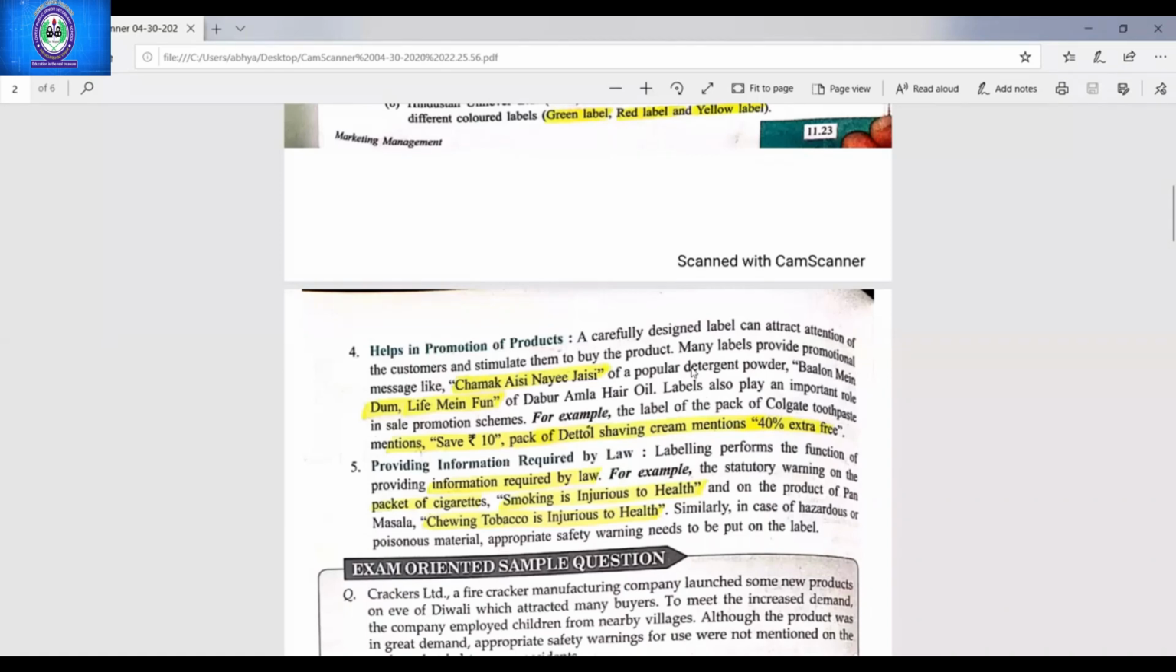So putting a label on the product is required by law. It is mandatory. Sometimes some information on the label is also made mandatory by law. Like on all tobacco products, it is compulsorily written that smoking is injurious to health or chewing tobacco is injurious to health. And moreover, putting a green dot on vegetarian products and a red dot on non-vegetarian products is also compulsory. Why? Because it is required by law.